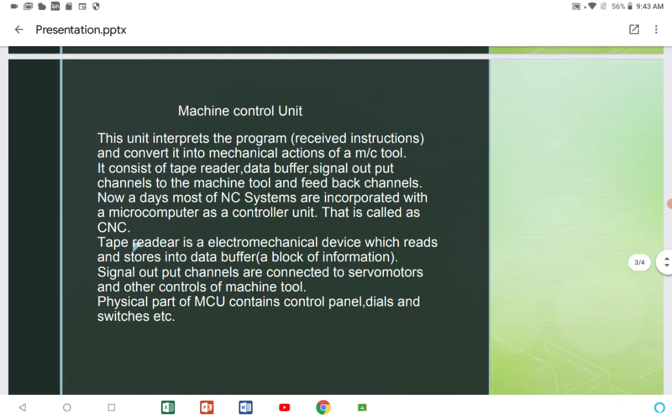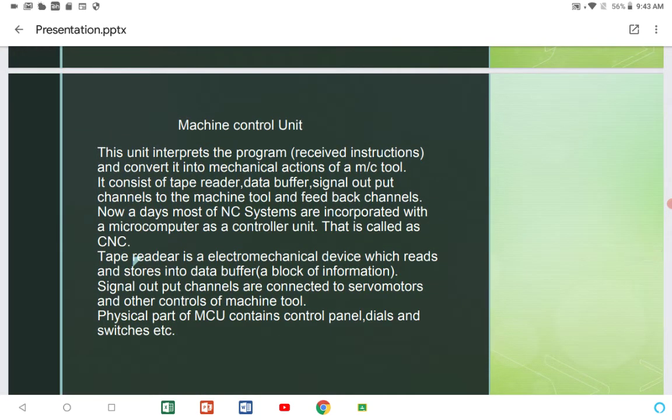So the machine control unit, this part, processes or interprets the program whatever it has received from the input media or information. It will convert that program further into mechanical actions of the machine tool. For that, it contains various units like tape reader, data buffer, signal output channels, etc.